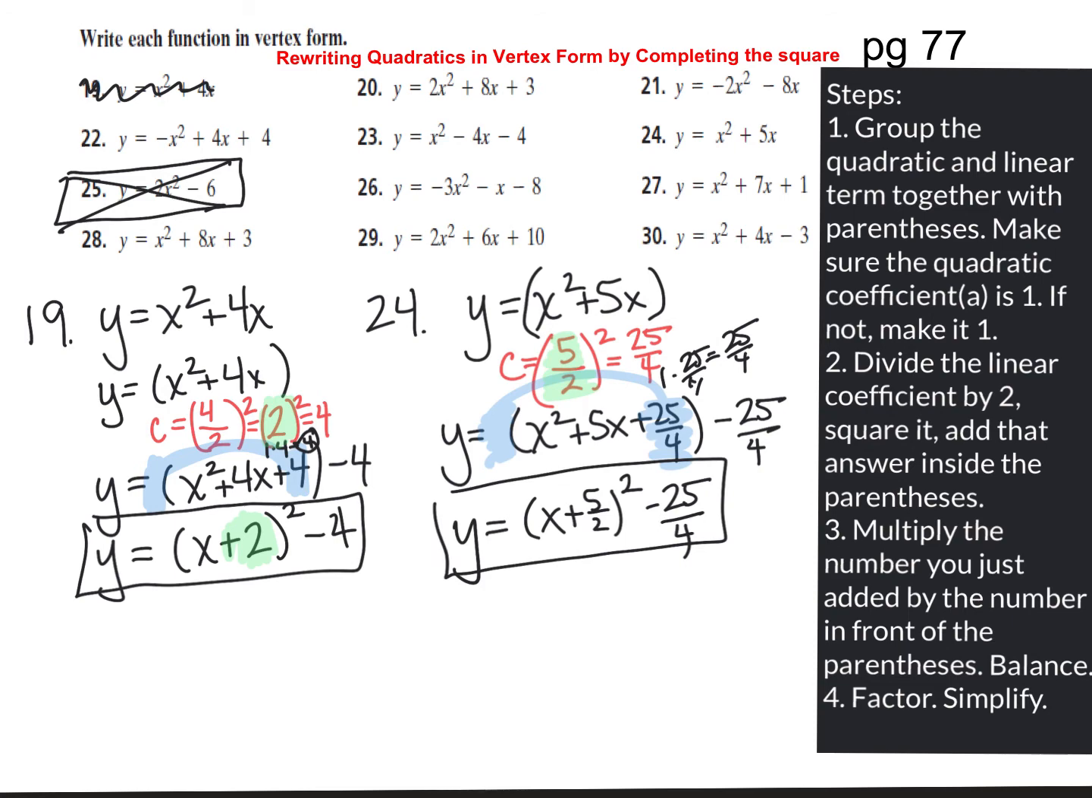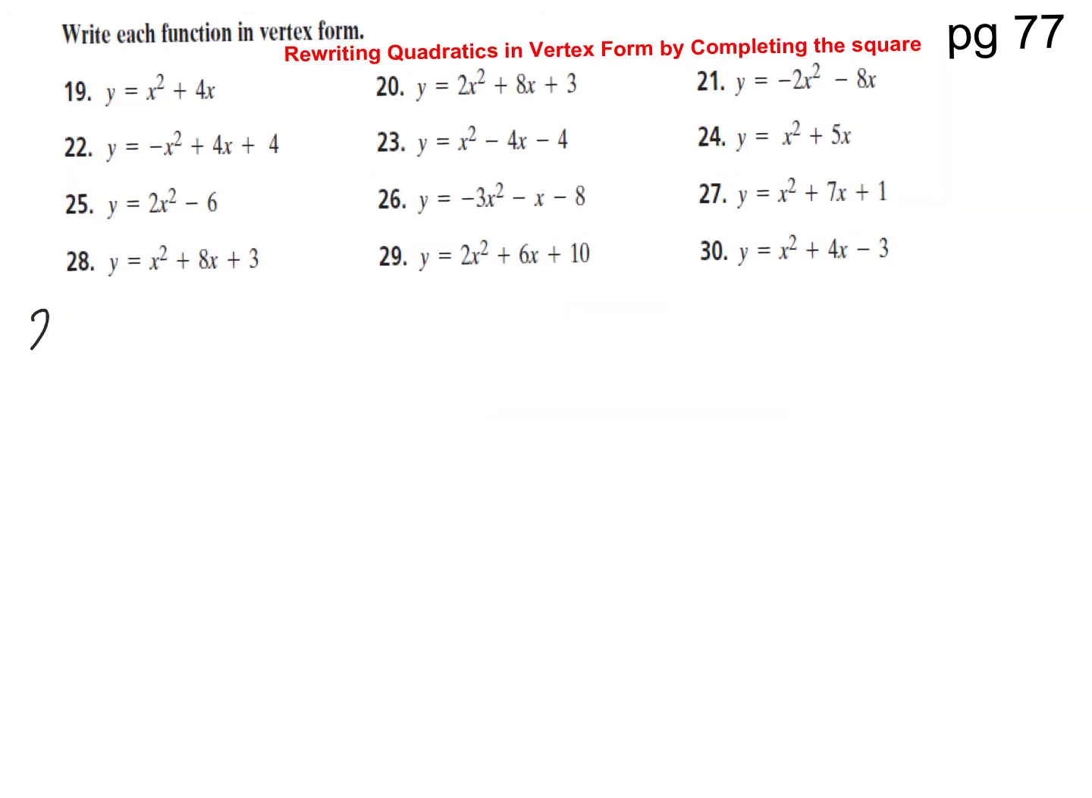Okay, so now we've done 19 and 24. I'm thinking, I don't remember which one we did next, but I'm going to do 21 next, I do believe. So for number 21, y equals, I'm going to go ahead and group them together. You may want to write down the problem. So y equals negative 2x squared minus 8x. I don't always say the step of checking that quadratic coefficient or checking your a value, but as I look at this a value, it's not 1. So I need to divide by negative 2.